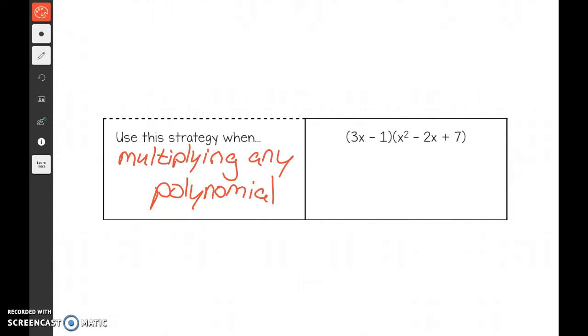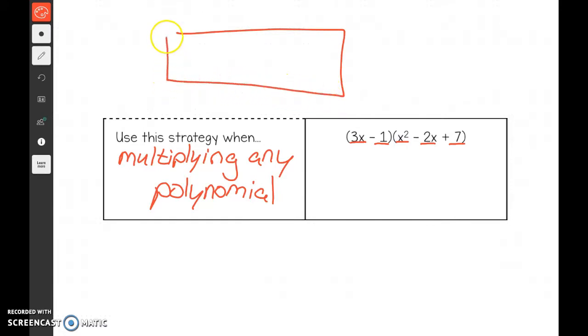So here's how the box strategy works. So here I have a binomial times a trinomial. So how many terms do I have in a binomial? 2. How many do I have in a trinomial? 3. So what I'm going to do is create a box that is 2 by 3. So I'm going to draw my box. I want it to have 2 rows and 3 columns. Now, the reason I draw a 2 by 3 is because I have to match it up to the number of terms I have. So we'll start on the 2 side.